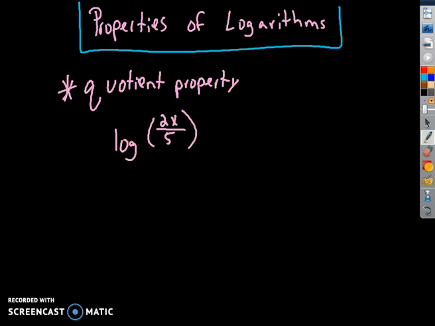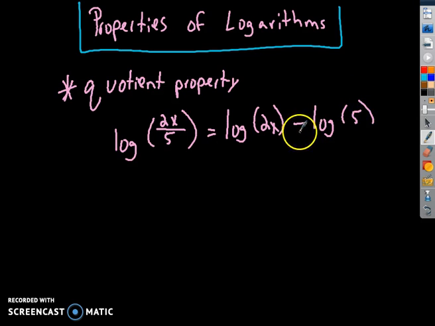All right, so the next property is the quotient property. Basically, a quotient means fraction, and if multiplication means addition, what do you think division means in logs? Well, you probably think it means subtraction, which is true. So basically, if I have this, I can expand it to be log of the top part, 2x, subtract log of the bottom part, 5. So the subtraction here tells me that it came from division previously.